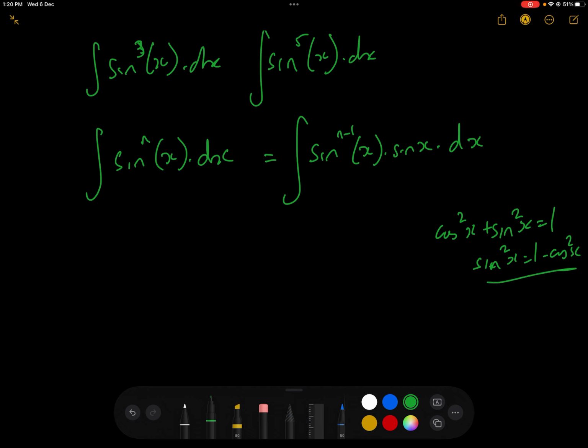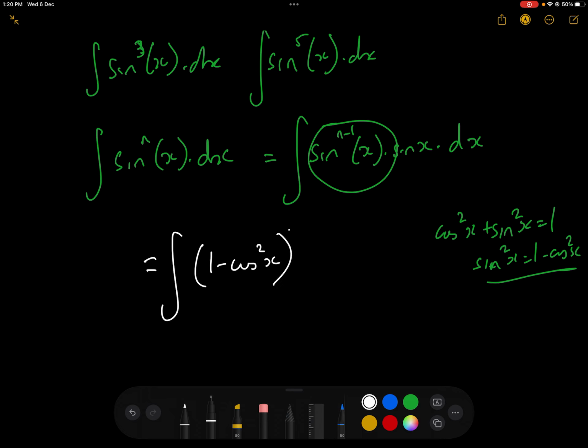We are going to put that in here so that we have: equals the integral of brackets 1 minus cos squared x to the power of (n minus 1) over 2, times sine x dx, and that sine x has just come down from here. Now you might think this is more complicated, but in fact it isn't, because as n is an odd number, n minus 1 is an even number, so (n minus 1) over 2 is also an integer.